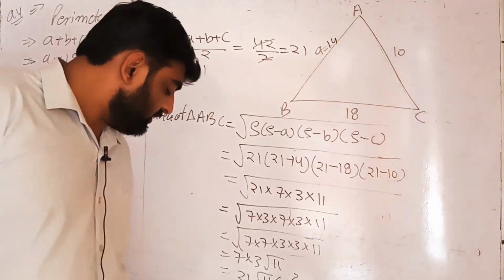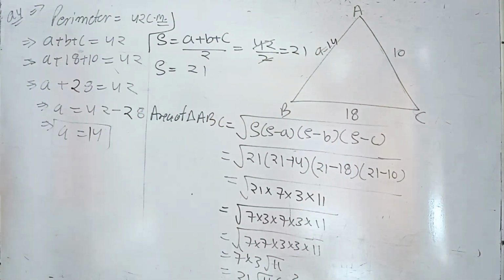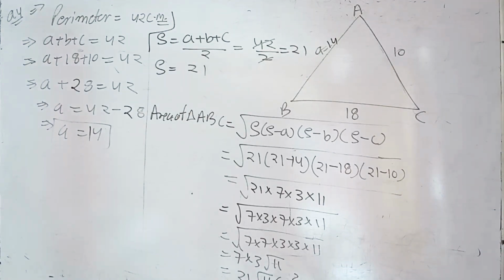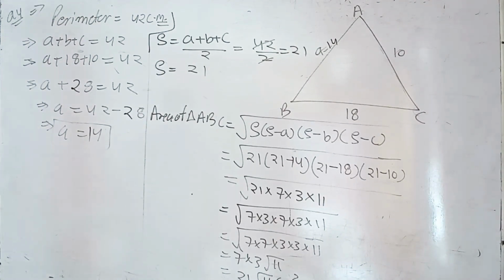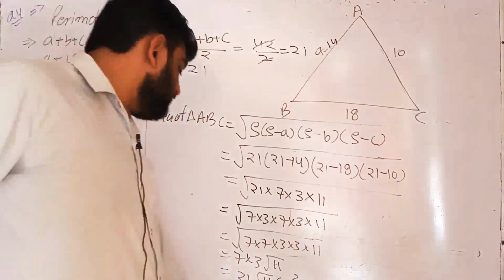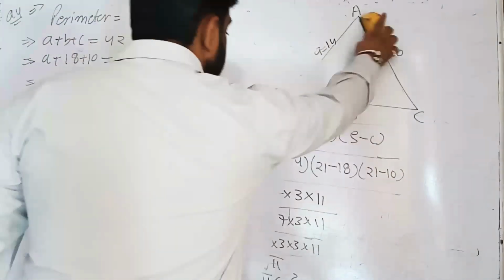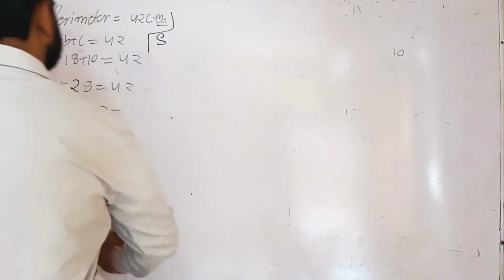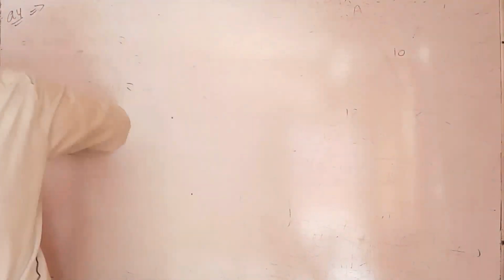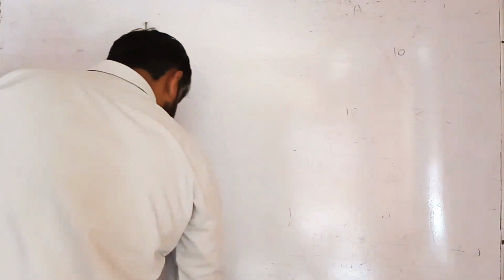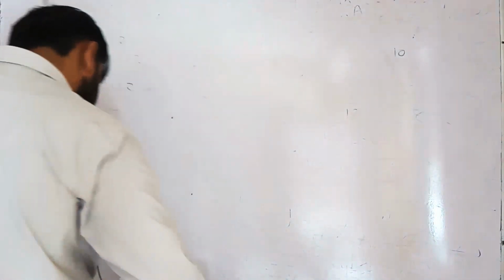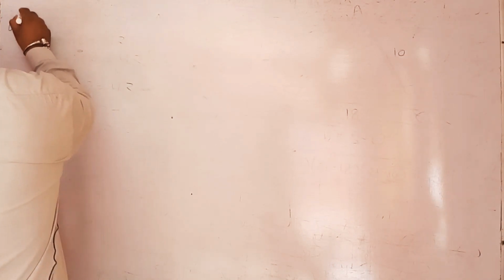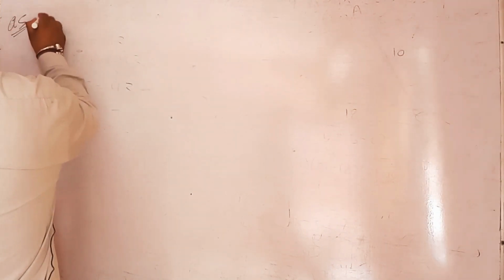So now we started with the exercise, with the question number 5. What is the question number 5, students? The question number 5 is important. I think this type of questions are coming in your board exam. So we are just starting with the questions. That is question number 5. What is the question number 5, students?